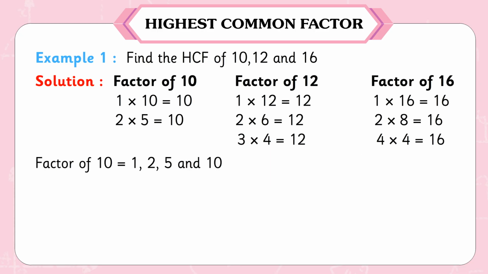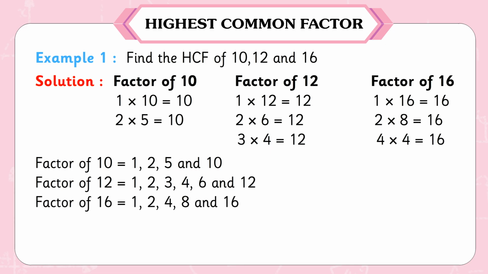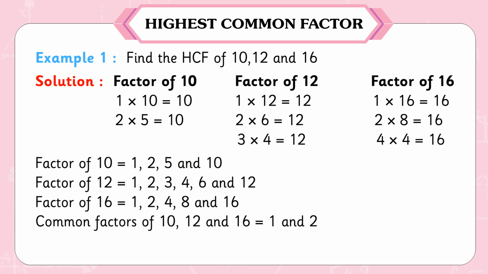Factors of 10 are 1, 2, 5 and 10. Factors of 12 are 1, 2, 3, 4, 6 and 12. Factors of 16 are 1, 2, 4, 8 and 16. Common factors of 10, 12 and 16 are 1 and 2. Answer. Highest common factor, HCF, is equal to 2.